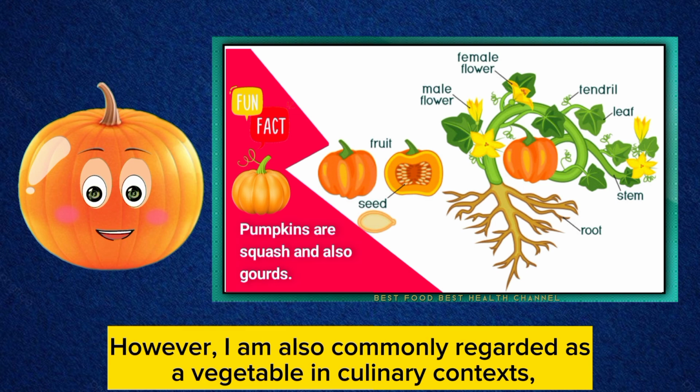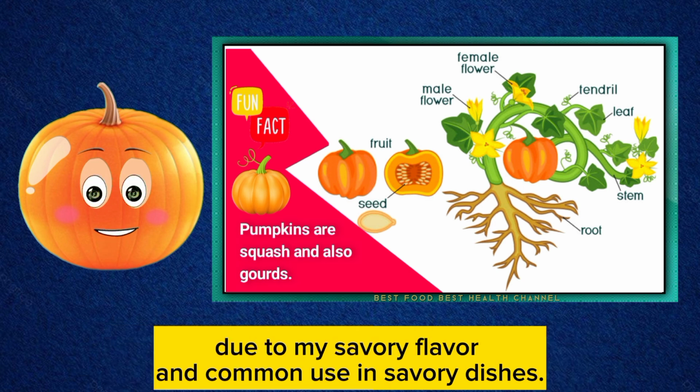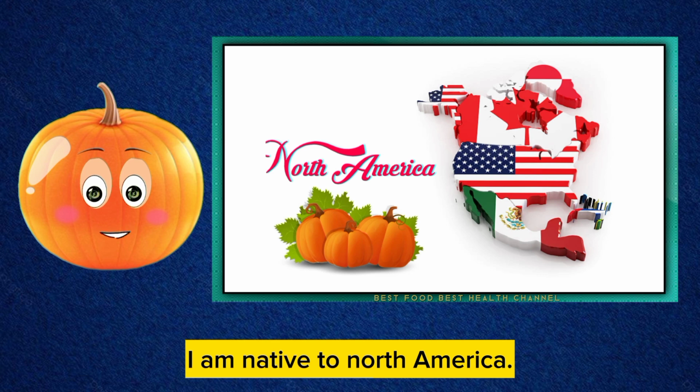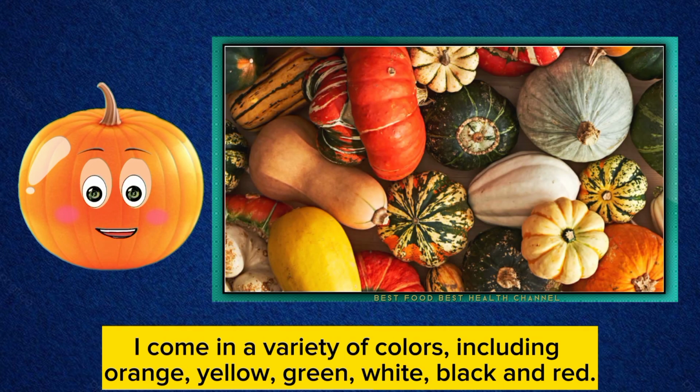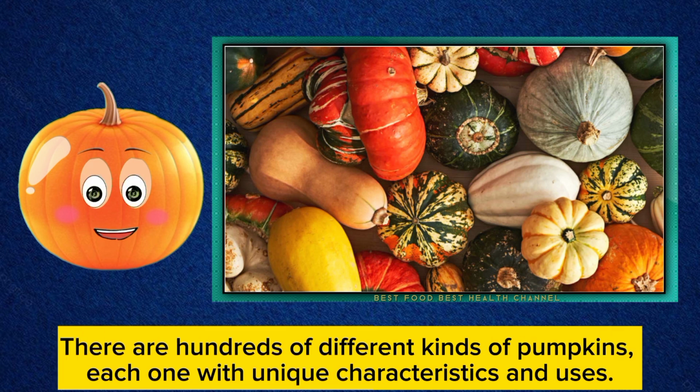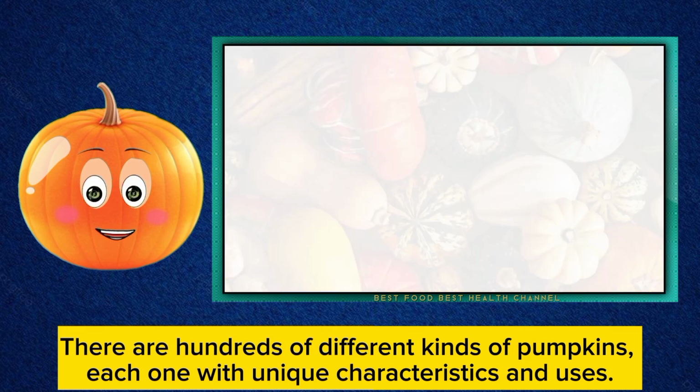However, I am also commonly regarded as a vegetable in culinary contexts, due to my savory flavor and common use in savory dishes. I am native to North America. China and India are the top producers of pumpkin. I come in a variety of colors, including orange, yellow, green, white, black and red. There are hundreds of different kinds of pumpkins, each one with unique characteristics and uses.